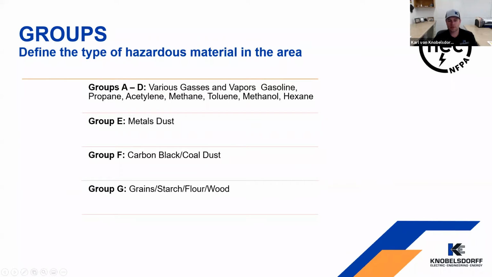Group Es are metal dusts, Group F are carbon black and coal dust, and Group Gs are grains, starches, flour, and wood. So in most of your facilities, if you're in the feed or grain industry, unless you're in some sort of extraction process, you're going to be dealing with Group G locations.